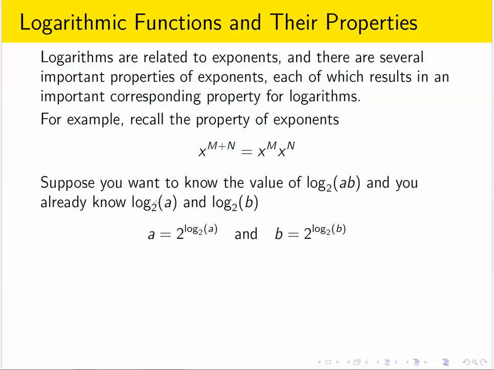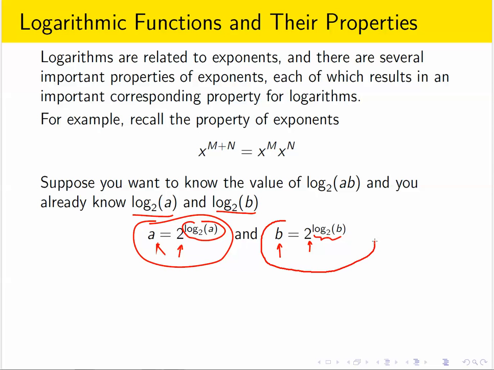So first of all, what does this mean? Log base 2 of a means the power of 2 that gives you a. So if we make this a power of 2, the result should be a. That's where this equation is coming from. Similarly, log base 2 of b is the power of 2 that gives you b. So that's where this equation is coming from. You can think of this whole thing as just the exponential form of what this means.